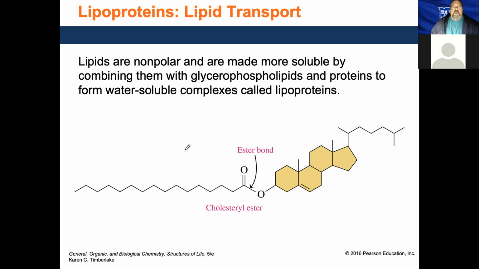All right. Lipid transport. So as we mentioned, most lipids are non-polar. And of course, here they show you the cholesterol ester, which they would have shown a little bit earlier, but okay.